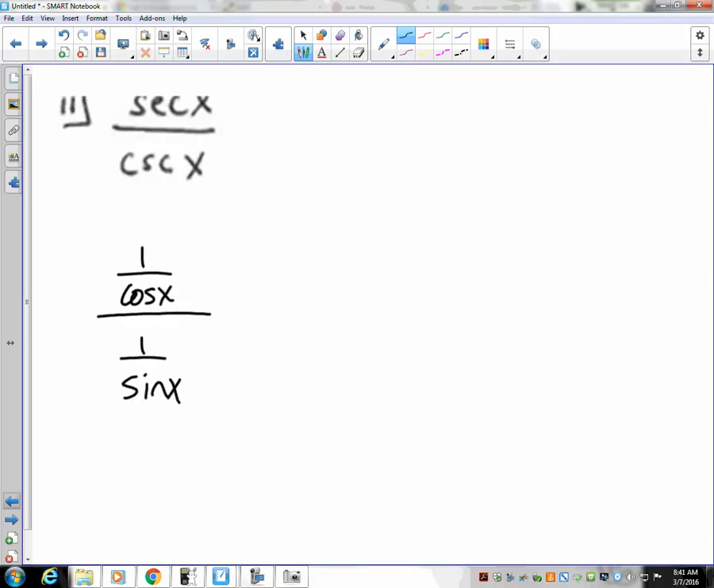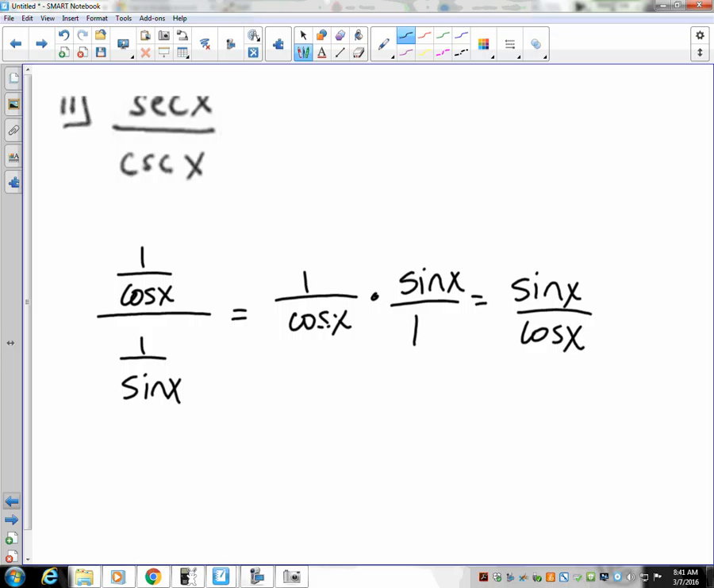So now we've got a complex one here. So since it's complex, we're going to multiply by the reciprocal. So we'll say 1 over cosine x times the reciprocal of 1 over sine x would just be sine x, or sine x over 1. So we get sine x over cosine x, which is tangent x.